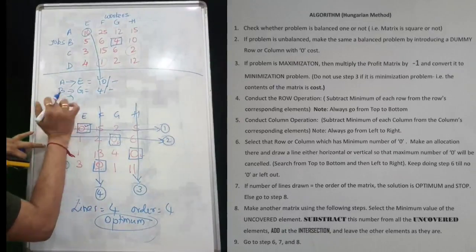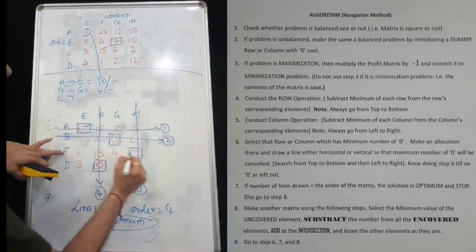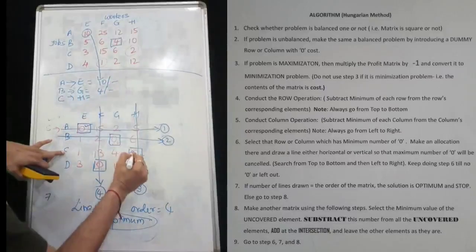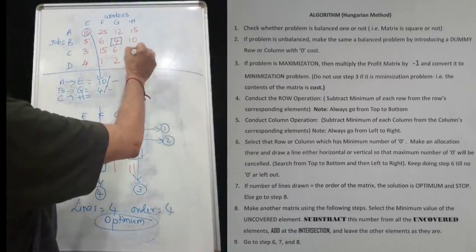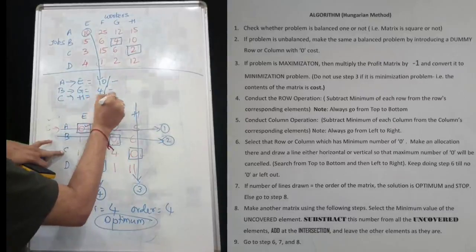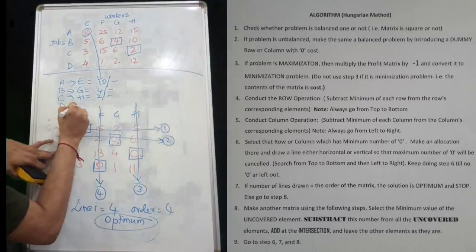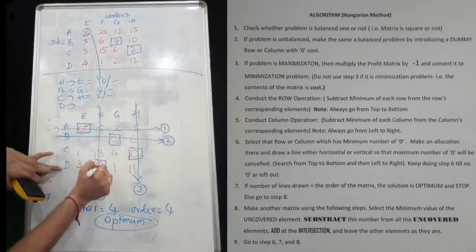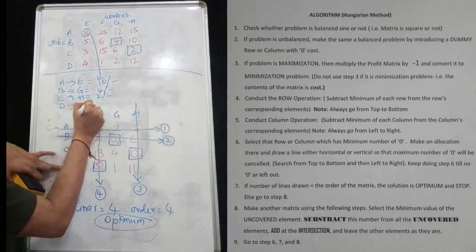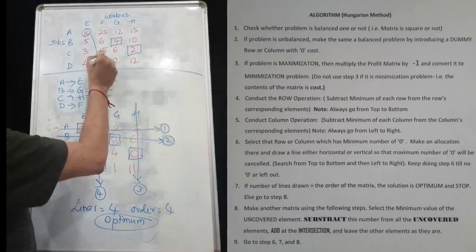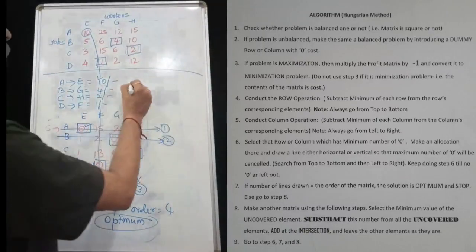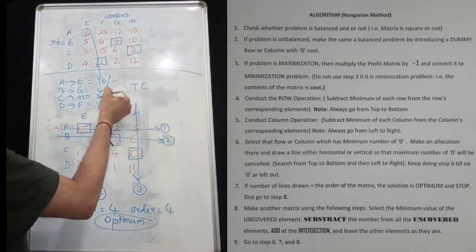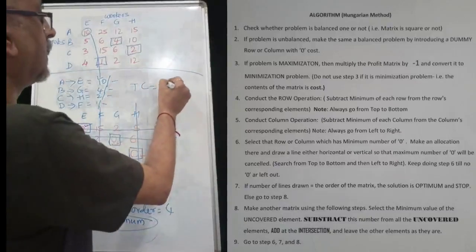C will do which job? C will do job H. What is the cost? It is 2 rupees. And D will do which job? D will do job number F, that is here. What is the cost? It is 1 rupee. So the total cost is 10 plus 4, 14, plus 2, 16, plus 1 is 17.